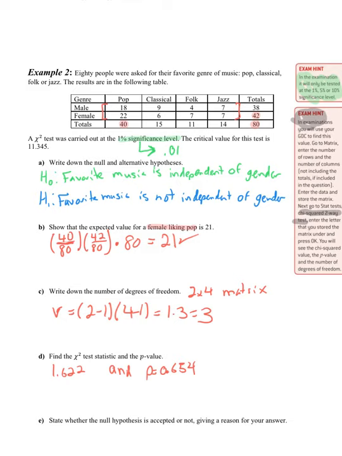Wait, I got 10.7 for my chi-squared. Okay, did you check your matrix first to make sure that you had entered it correctly? Make sure you have the matrix entered correctly: 18, 9, 4, 7, 22, 6, 7, 7. So I'd start with that.